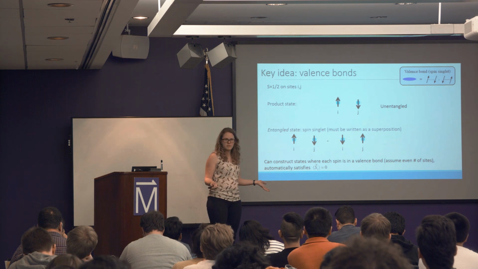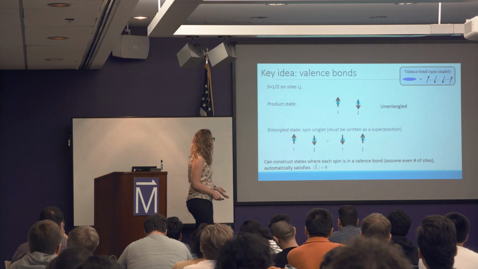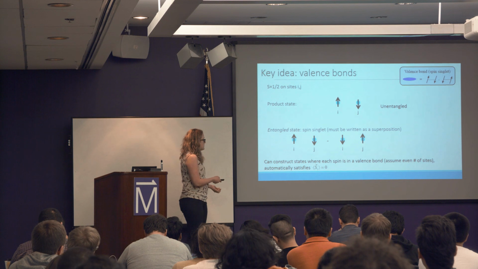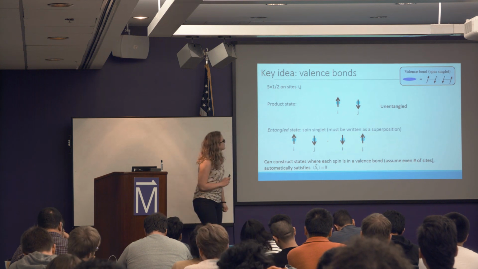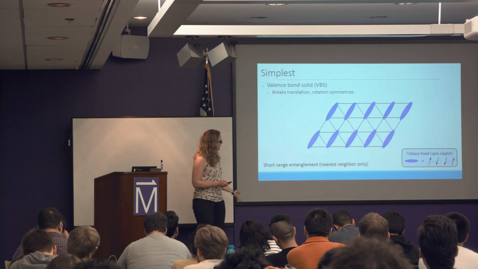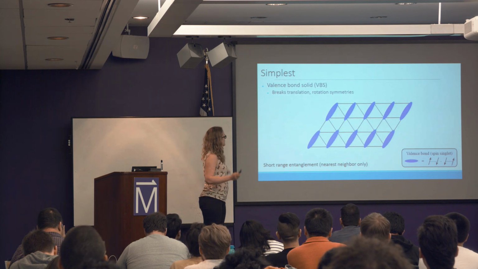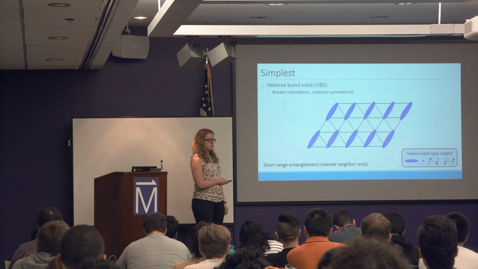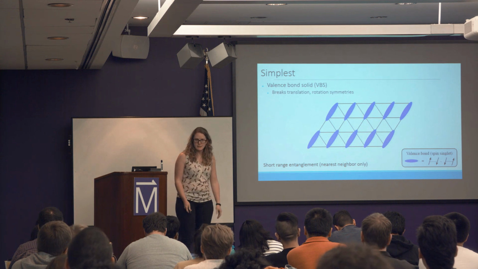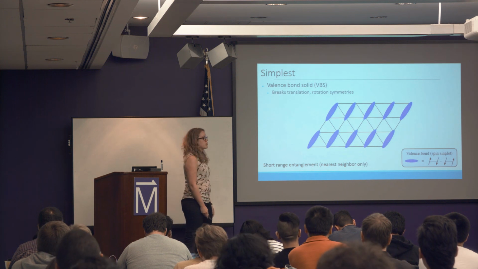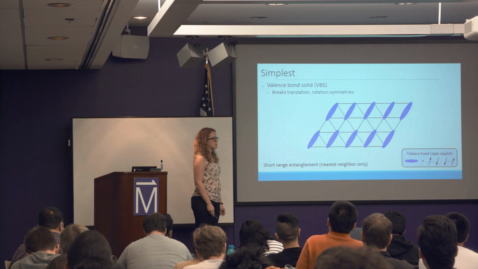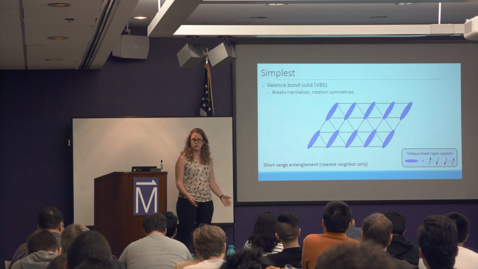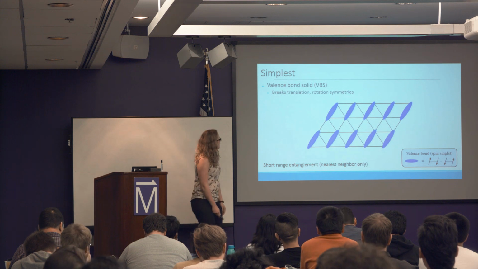So as long as we have an even number of states, we should be able to do that. And this is going to be some state where I don't have any magnetic order. So with this idea, we can do the simplest thing and just arrange these valence bonds on a lattice. This is an example of a valence bond solid. You see that my valence bonds themselves have formed this nice order that breaks translation and rotational symmetries.